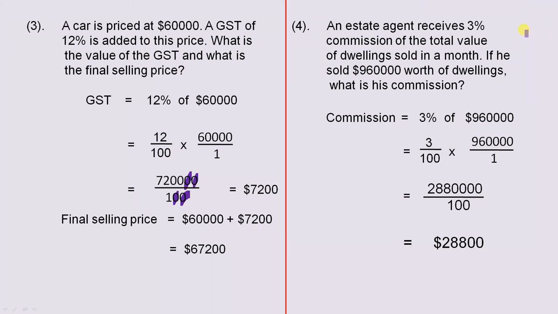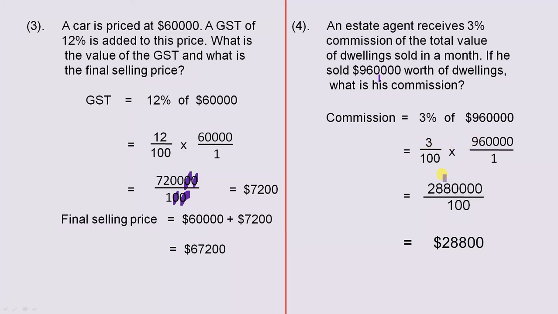An estate agent receives 3% commission of the total value of dwellings sold in a month. If he sold 960,000, so that's a lot of money. If we put a comma there, it's $960,000 worth of dwellings. What is his commission? So the commission will be 3% of 960,000. 3 over 100 times 960,000 over 1.